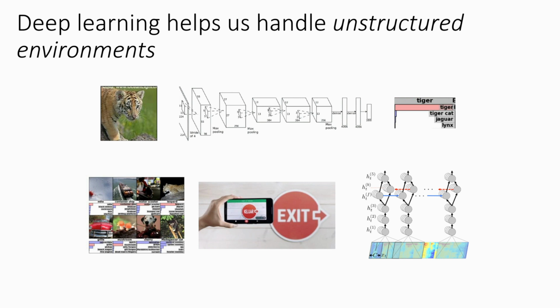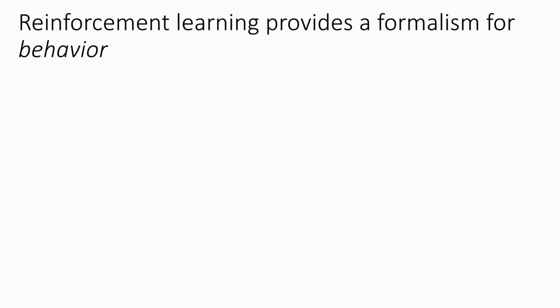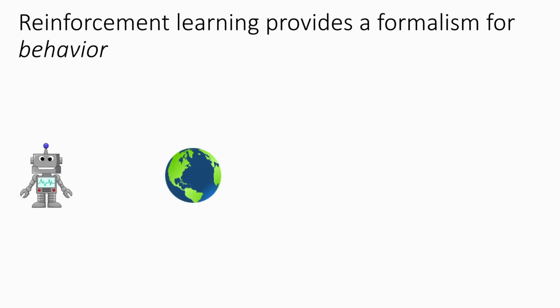But none of these are really decision-making problems. These are really recognition problems, passive recognition problems. So reinforcement learning really provides the other half. It provides a formalism for behavior. It's not enough to just be able to process complex sensory signals. You also need a mathematical framework that allows you to formulate an objective that will result in the system actually making decisions. And that's what reinforcement learning provides. Reinforcement learning is essentially a mathematical formalization of a decision-making problem.